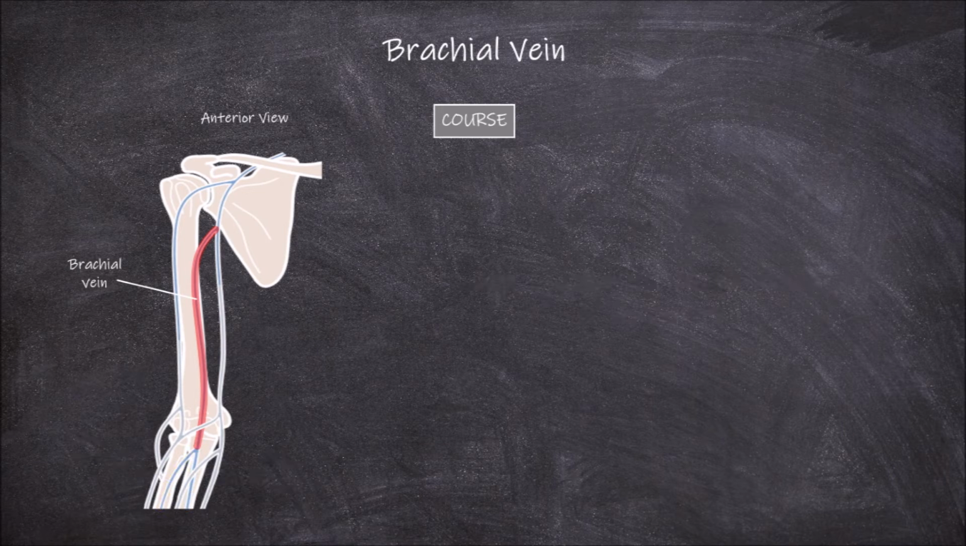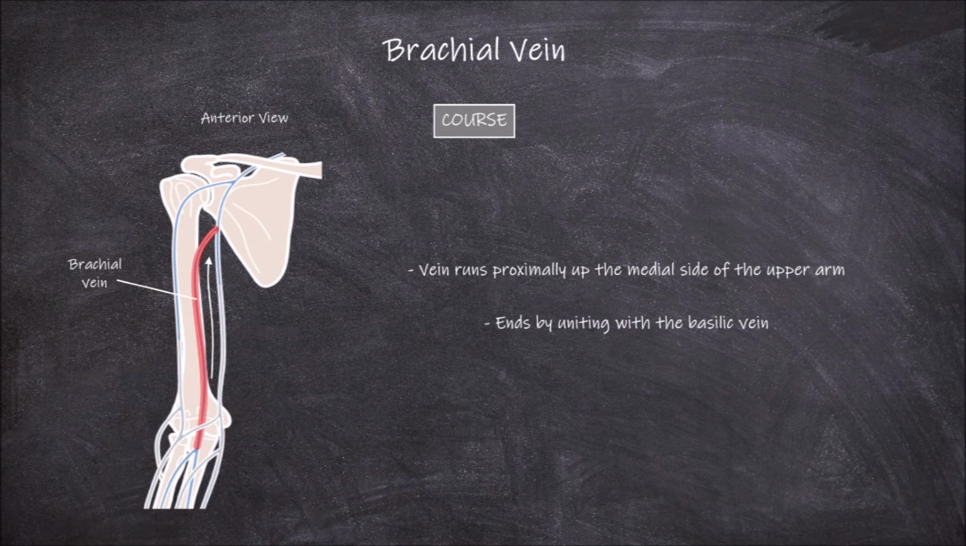What is the course of this vein? This vein runs proximally up the medial side of the upper arm. This vein ends by uniting with the basilic vein. The basilic vein can be seen here highlighted in yellow. This union forms the axillary vein, which can be seen here highlighted in blue.